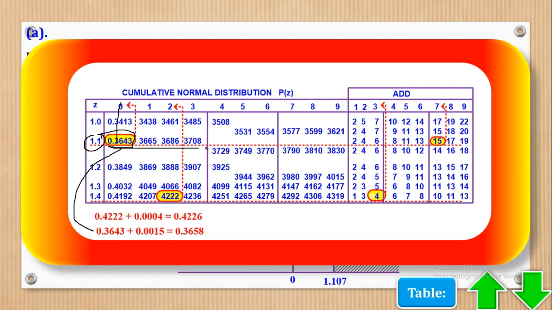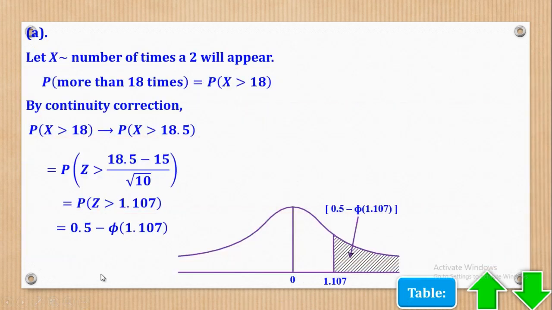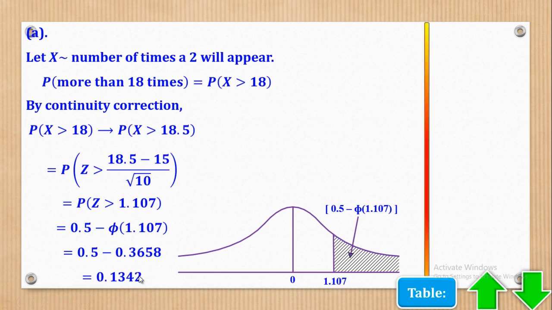Then along this very line where I've got that point from, I'll look for the z value of 7. So 7 is here, so the corresponding value is 15. Remember, these have to be to 4 decimal places, so it becomes 0.0015. So when I add these two, I'll come up with 0.3658. It means that now the probability of phi 1.107 is 0.3658. Therefore, 0.5 minus this probability, I'll come up with 0.1342. So basically that's what they wanted in this part.